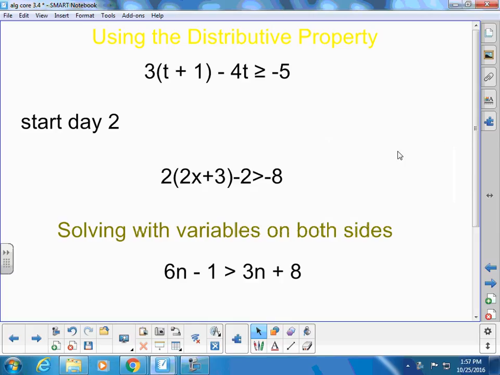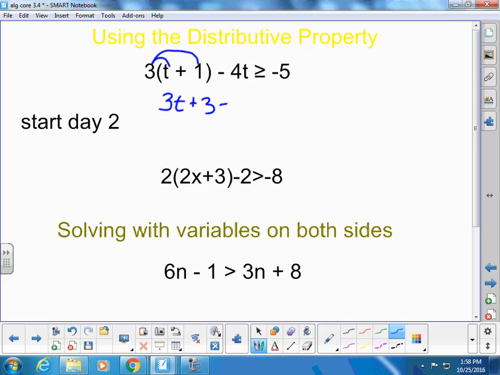Okay, so day 2 of 3.4 is using the distributive property. So there's nothing new to learn. It's just doing distribution, which we haven't done so far. So if I look at this, we know we have to distribute this 3 to both the t and the 1. So it's 3t plus 3 times 1, which is 3, minus 4t, greater than or equal to negative 5.